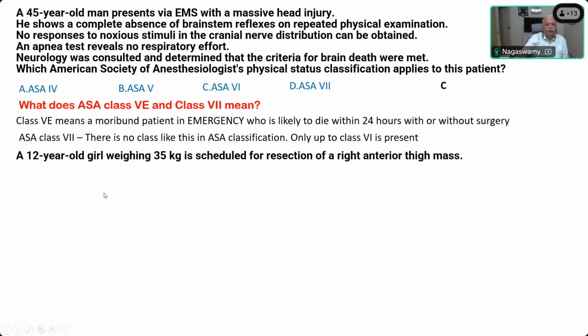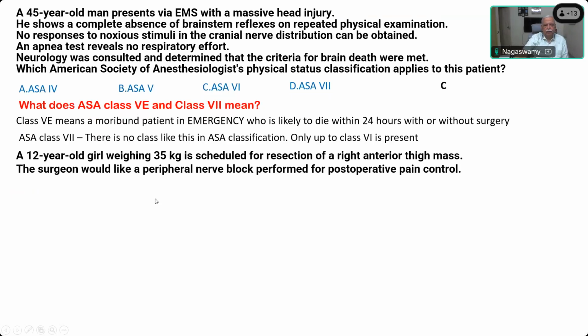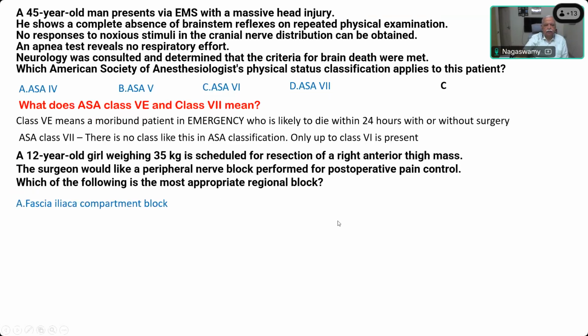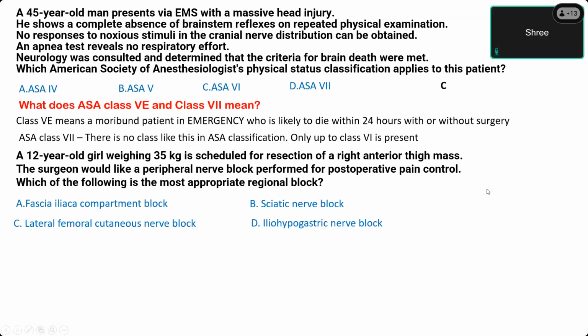Okay. A 12-year-old girl weighing 35 kg is scheduled for resection of a right anterior thigh mass. The surgeon would like a peripheral nerve block performed for postoperative pain control. Which of the following is the most appropriate regional block? Options are fascia iliaca compartment block, sciatic nerve block, lateral femoral cutaneous nerve block, iliohypogastric nerve block. Fascia iliaca block, sir. A is the answer.